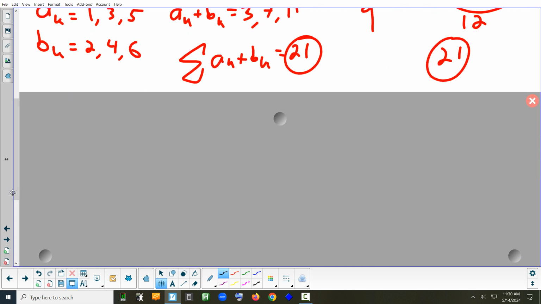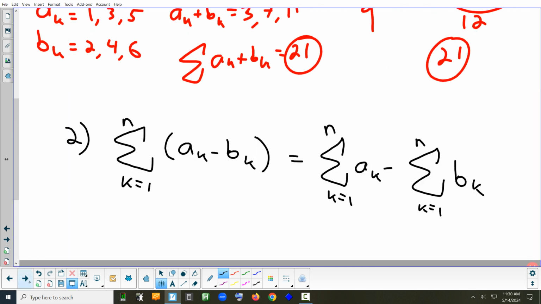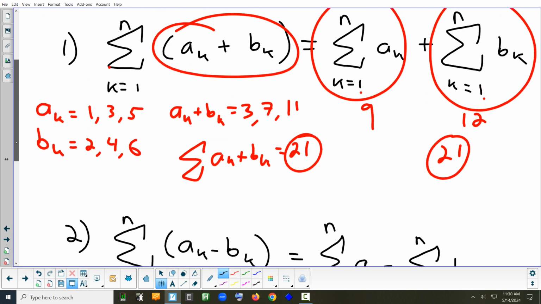You can do the same rule with subtraction. If you have 2 sequences you're subtracting, and then you want to add the difference of subtracting the sequences, you can do it the way on the left, or you can add up all the numbers in the first sequence, add up all the numbers in the second sequence, and then subtract those 2 sums. Okay, and you'll get the same result. So rules 1 and 2 are very similar.